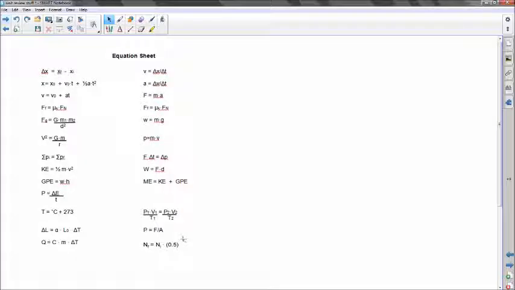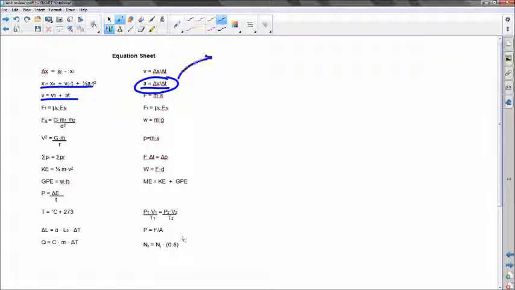Let's take a look at the equations that we deal with in Unit 2. In Unit 2, we have basically three equations. The first one I'm going to look at is actually the mathematical definition of acceleration. Acceleration is equal to the change in velocity divided by the time. You can use this to find the acceleration of an object if you know the velocity it started at, the velocity it ended up at, and how much time went by.